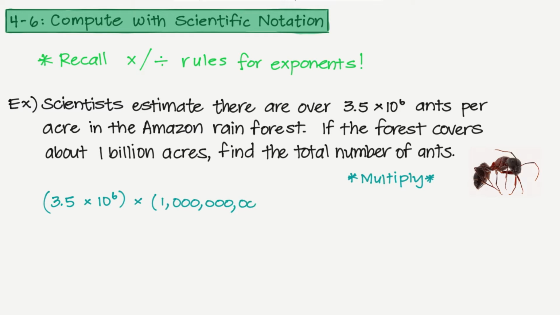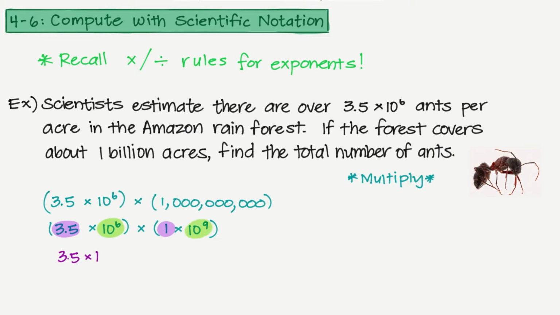So I'm going to write out 1 billion for you to see that number. The first thing that we should do is to rewrite that 1 billion in scientific notation. And since there are 9 zeros, it's going to be times 10 to the 9th power. Now I'm going to take the starting numbers, the 3.5 and the 1, and multiply those together. And then I'm going to take the powers.